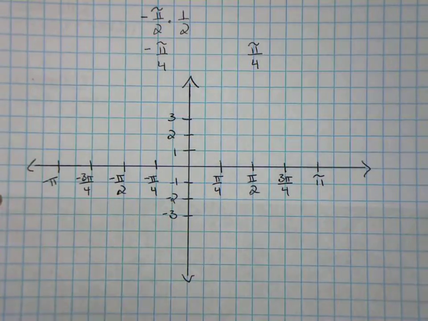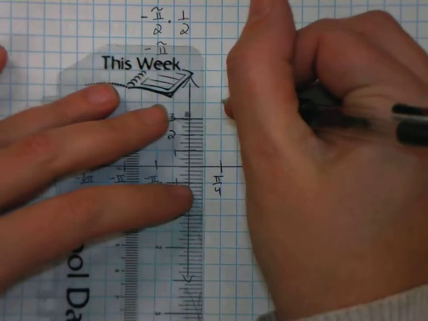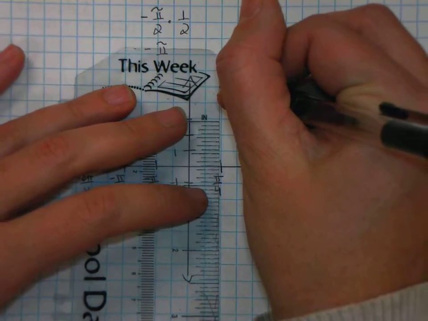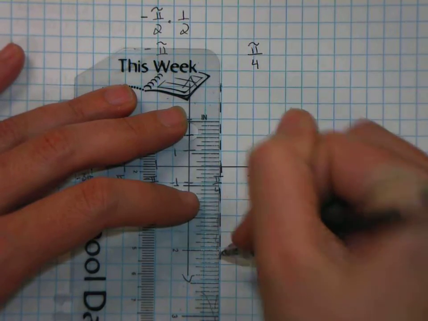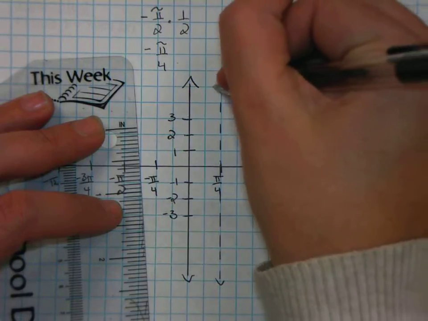Okay, draw in my asymptotes. So pi over 4, I'd have an asymptote. And again, you're just going to want to skip every other one, like we've done on the last graph.